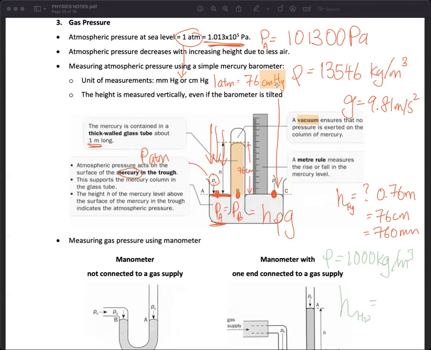Water cannot be even shorter, right? Mercury is already 76 cm. How come water becomes 13 cm? So use the same formula. 101300 equals H times 1000 times 9.81. What will H be?